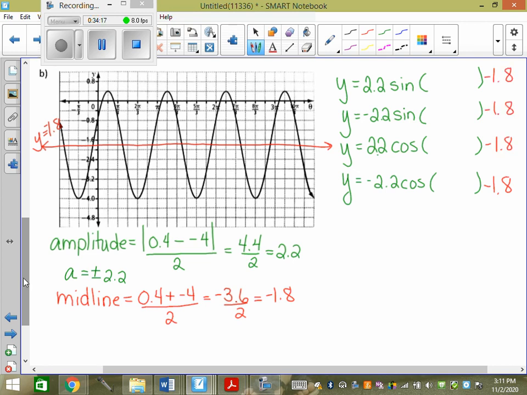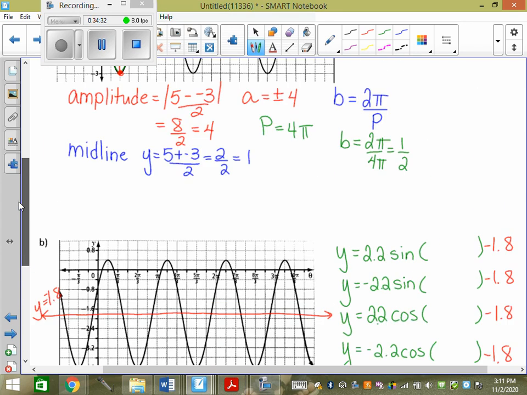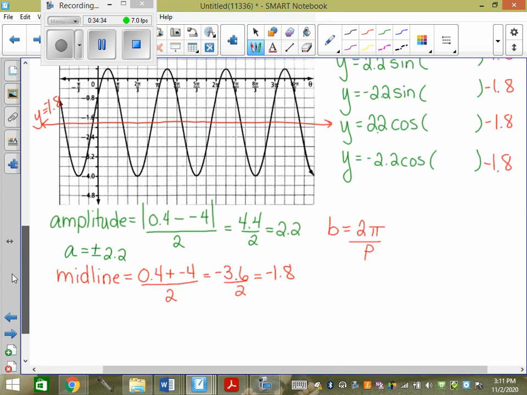To get the b value, I need to have 2 pi divided by the period. And why am I using pi again? Why am I not using 360? Because my x-axis is in radians. And this x-axis was in radians, right?